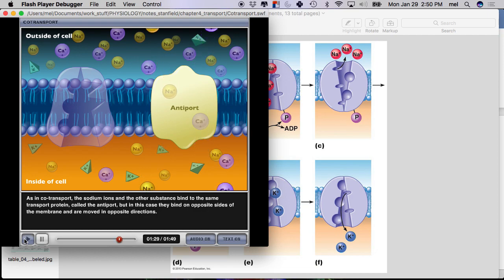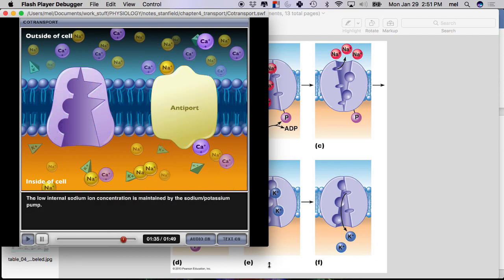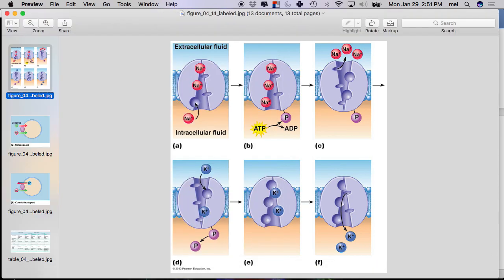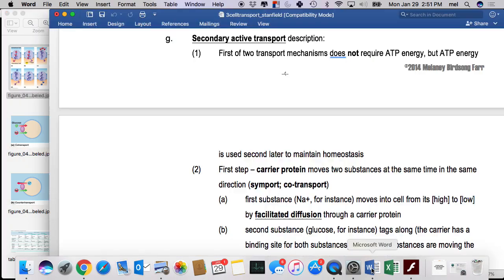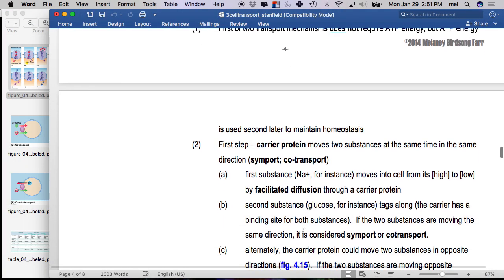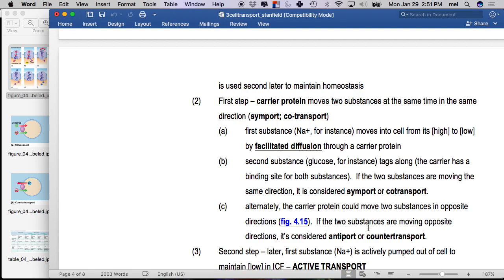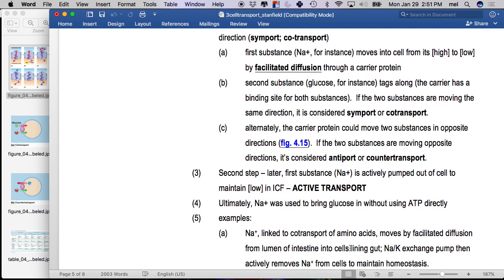When they both bind, it changes the shape of the protein, right? So this is called co-transport or symport when you're moving in the same direction, and counter-transport, or antiport, when you're moving them in the opposite direction. Is that okay? Okay, so that's secondary active transport. Keep that in mind. We're going to use it again today. So the first step is not active, and the second step is.